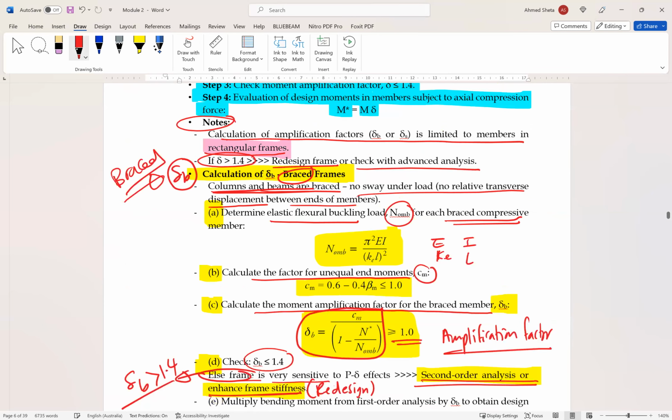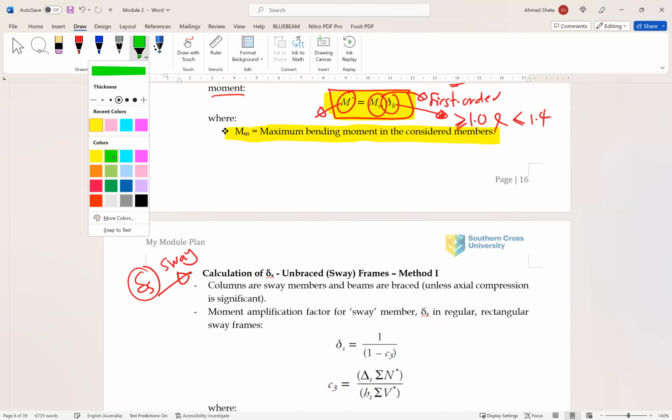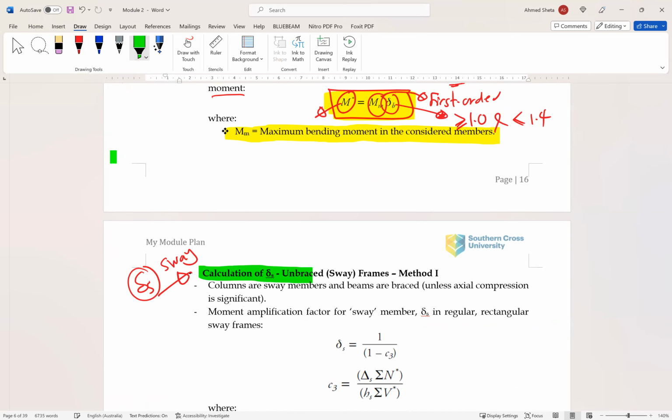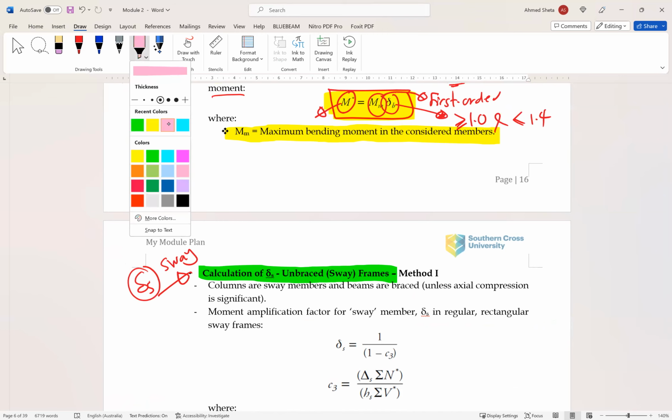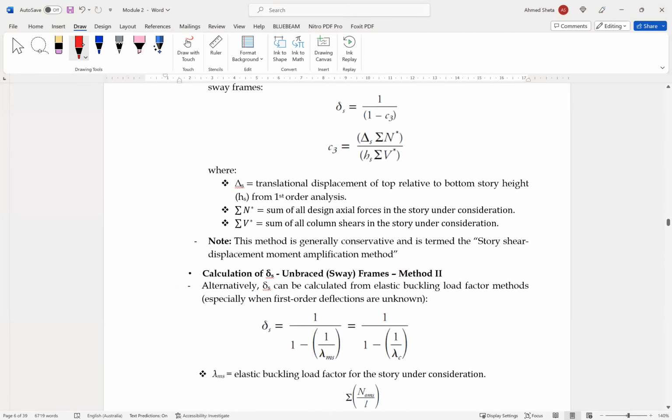The next is delta S for sway frame or unbraced frame. So for unbraced frames, we have calculation of delta S. But we have two methods. The first method is method 1, and here we have method 2.